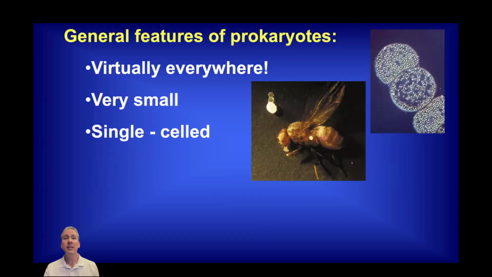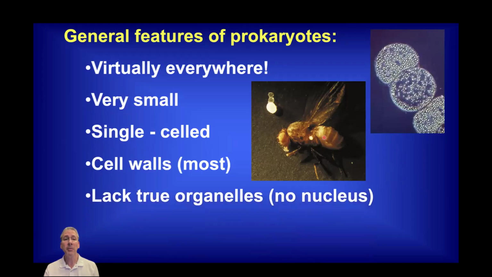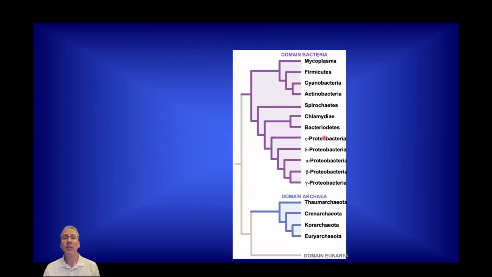They also tend to be single-celled organisms, and most of them also have cell walls. We'll explore cell walls in just a few moments. But perhaps the feature that maybe comes to mind to begin with among bacteria is the fact that they tend to lack true membrane-bound organelles. So they don't have a nucleus, for example. They also don't have Golgi bodies, endoplasmic reticulum, or again, any other membrane-bound organelles.